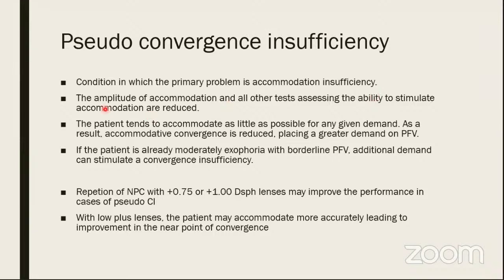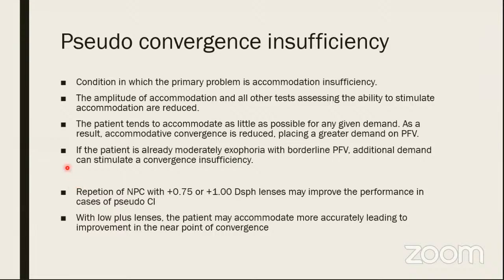The amplitude of accommodation and all other tests assessing the ability to stimulate accommodation are especially reduced in these cases, because the patient tends to accommodate as little as possible on any given demand. As a result, accommodative convergence is reduced, placing a greater demand on positive fusional vergences. And if the patient is again exophoric, the additional demand leads the patient to convergence insufficiency.